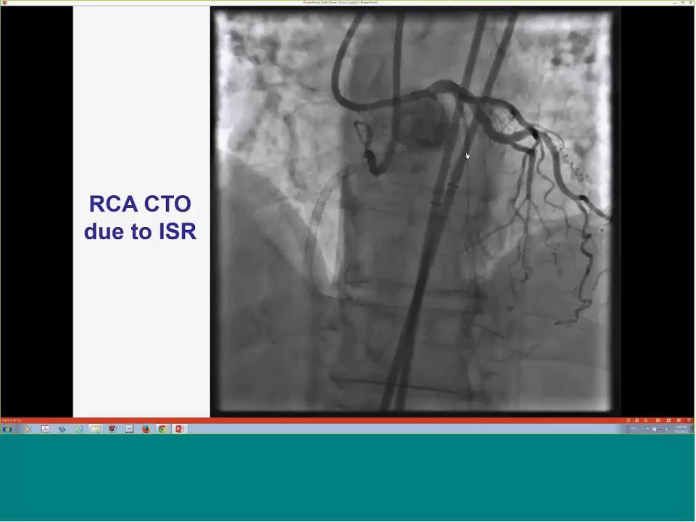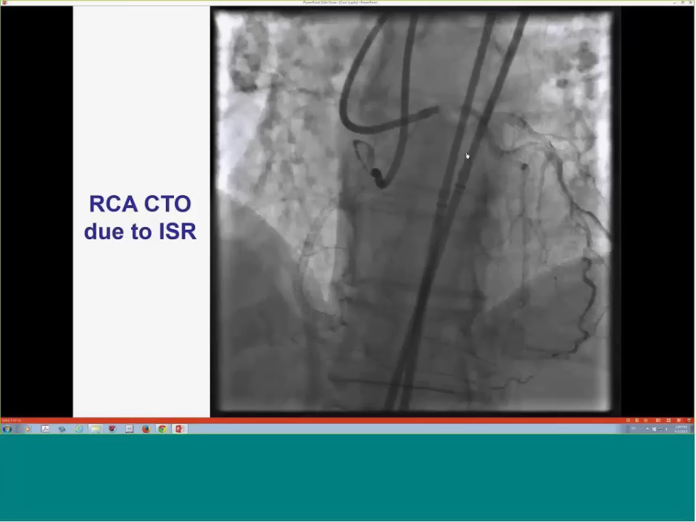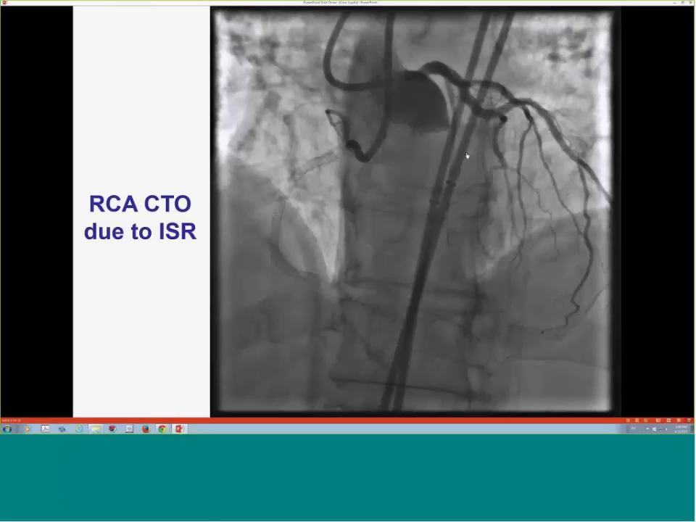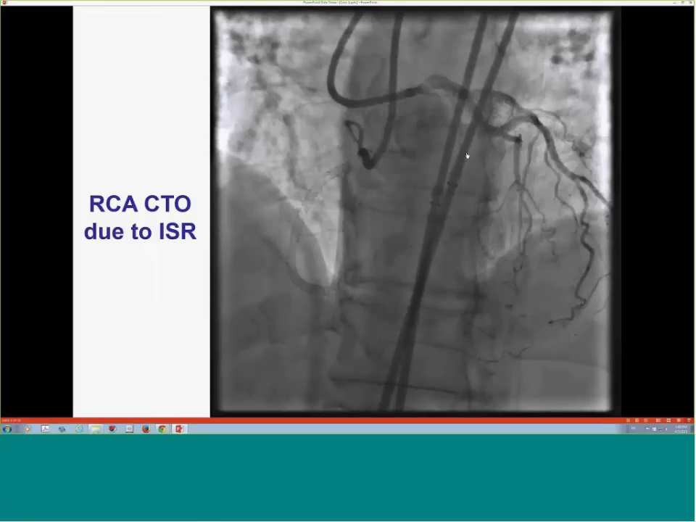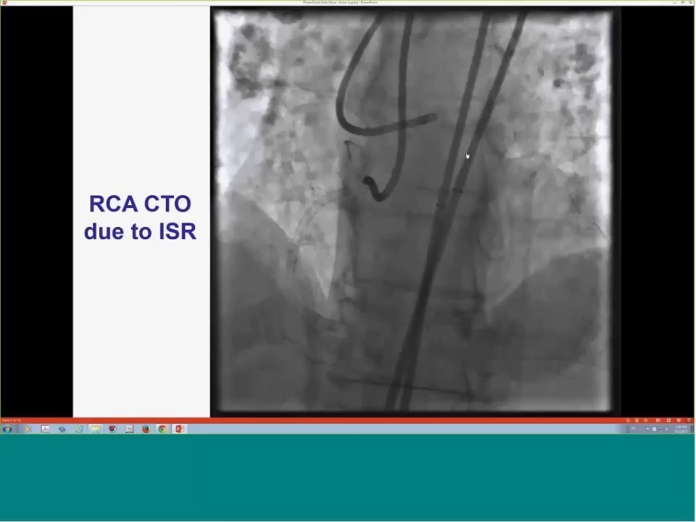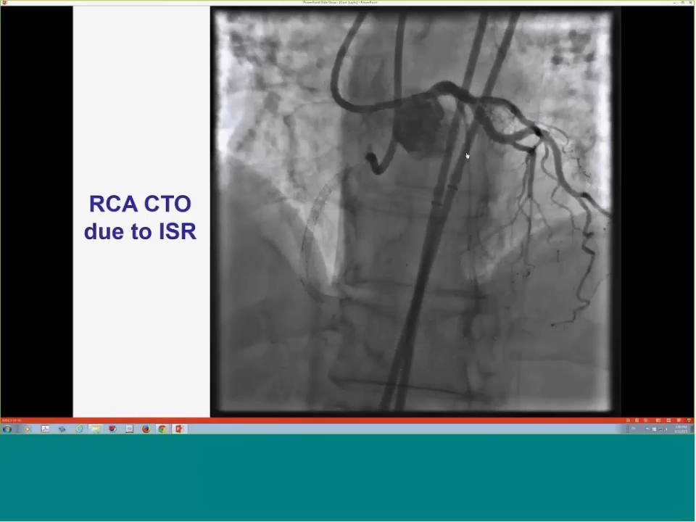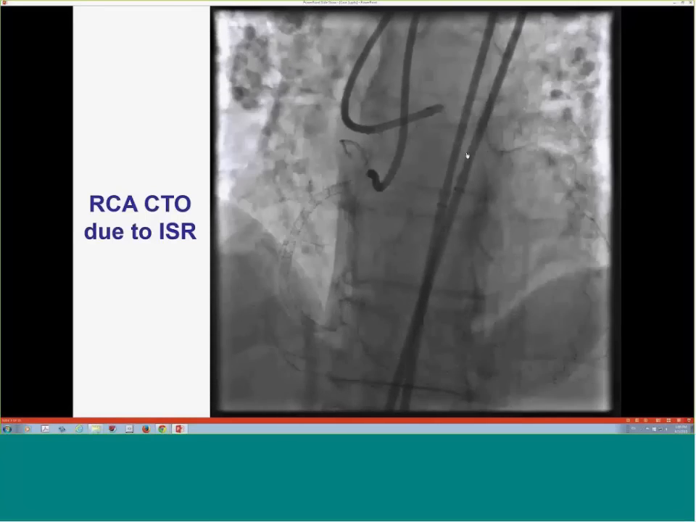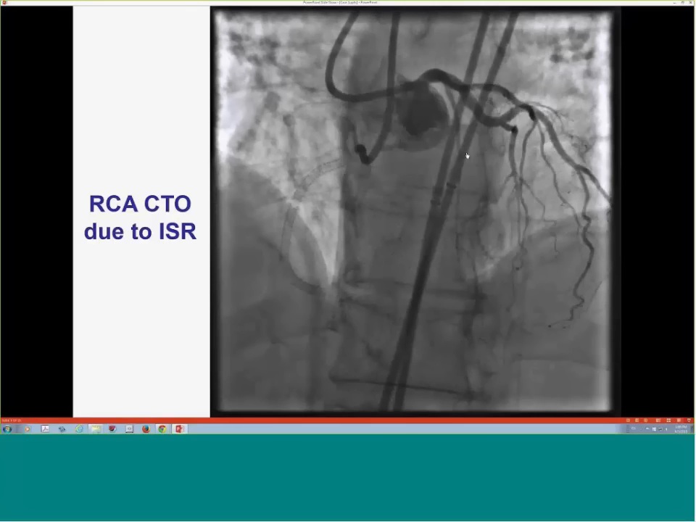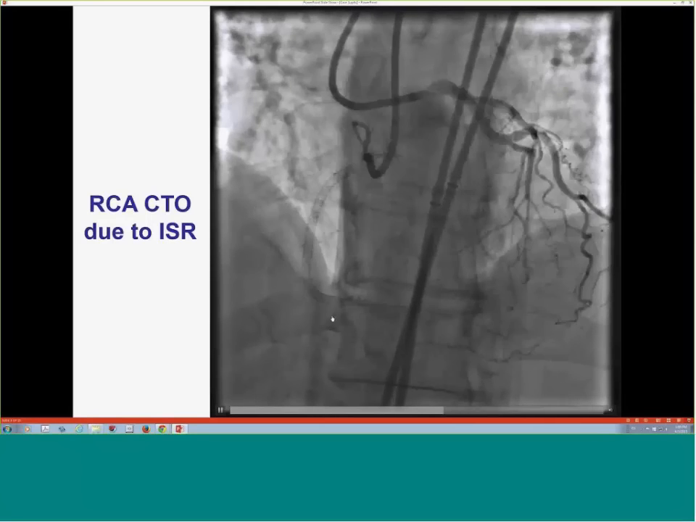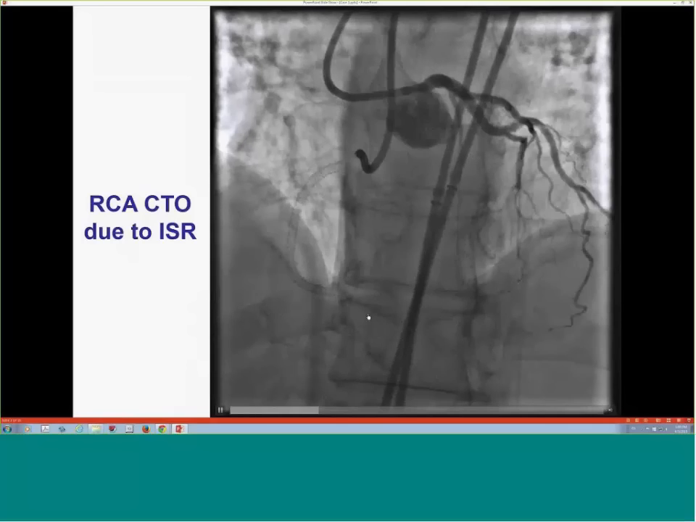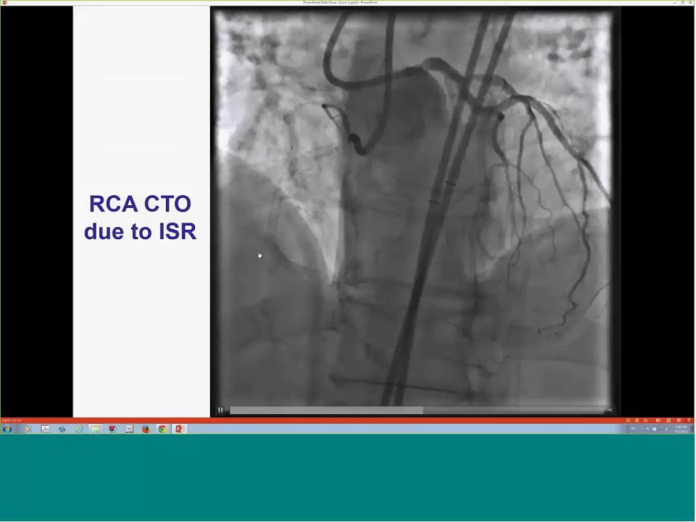This is a patient who presented with a right coronary artery CTO. He's had multiple PCIs to the right coronary artery, and actually the very last PCI prior to this current one was for a CTO itself. So he had already a CTO intervention, and unfortunately, as you can see here, he's got a complete in-stent restenosis in this native right coronary artery.